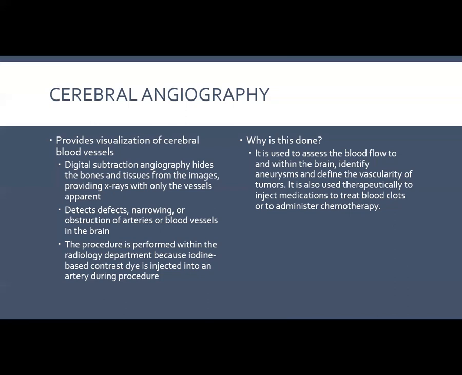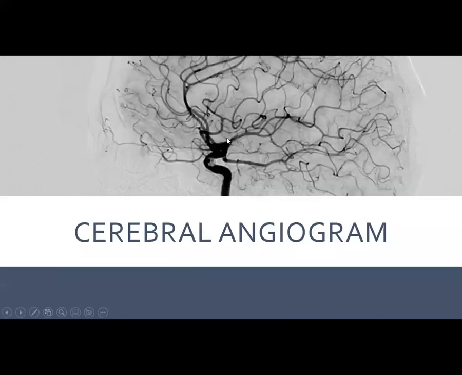So why is it done? It's usually done for us to be able to assess the blood flow to and within the brain, to identify aneurysms, to define the vascularity of the tumor. It can be used therapeutically to inject medications, to treat blood clots, or to administer chemotherapy. So with this angiogram, you can use it for both just diagnostic purposes to see, okay, here's the vessel and everything going through this, but you can also use it to give medication.